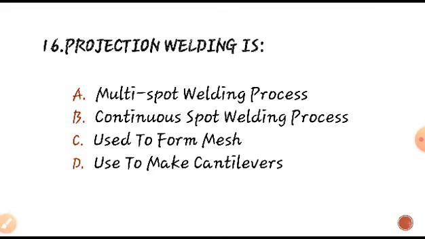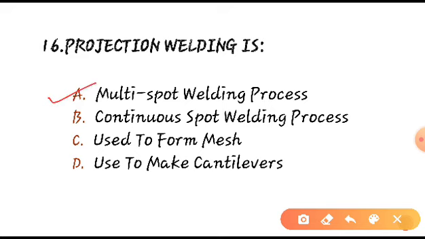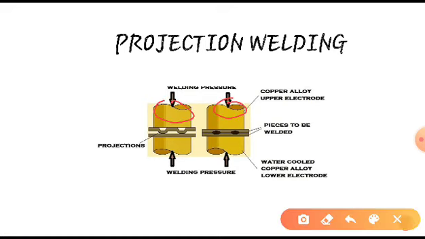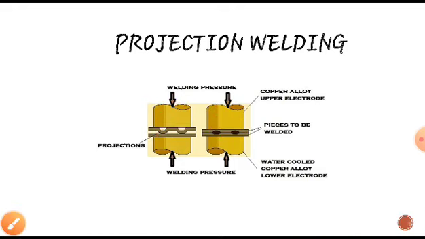Projection welding is A. multi-spot welding process, B. continuous spot welding process, C. used to form mesh, or D. used to make cantilevers. So projection welding is basically a multi-spot welding process, so option A is correct. Here is a figure for projection welding. These are dies to press the workpiece, and these are two spots, or we can say projections, so that it is a multi-point projection welding.